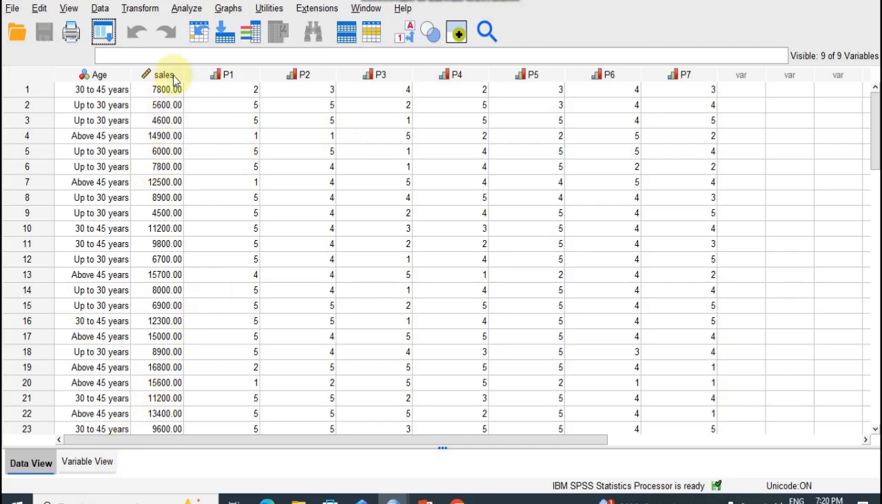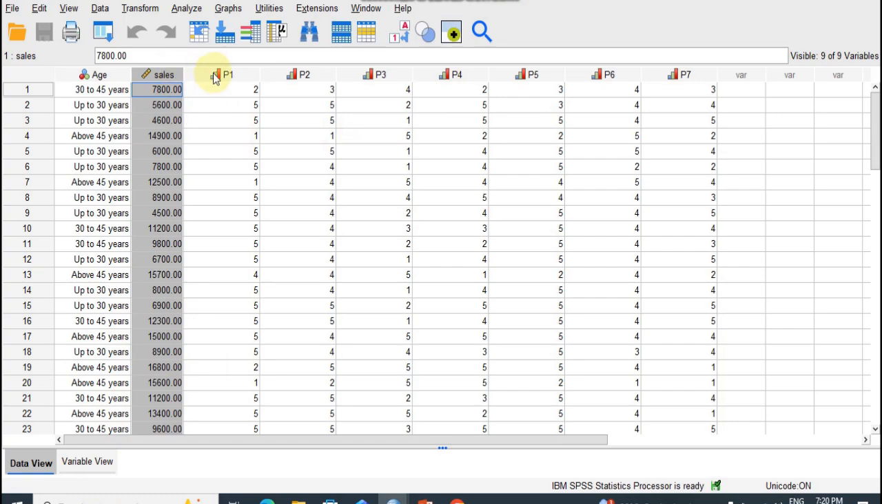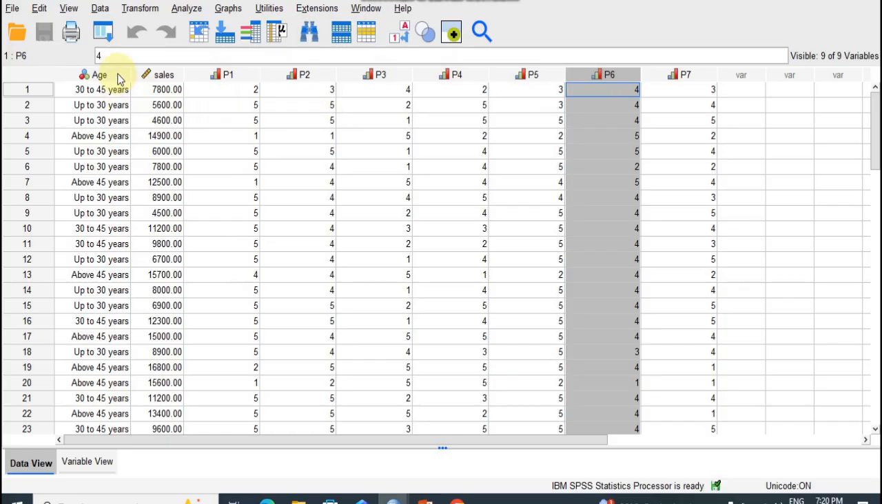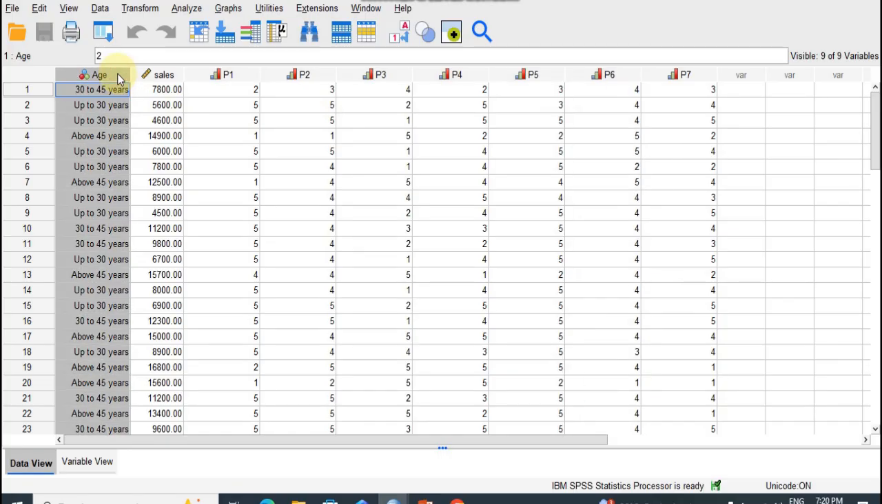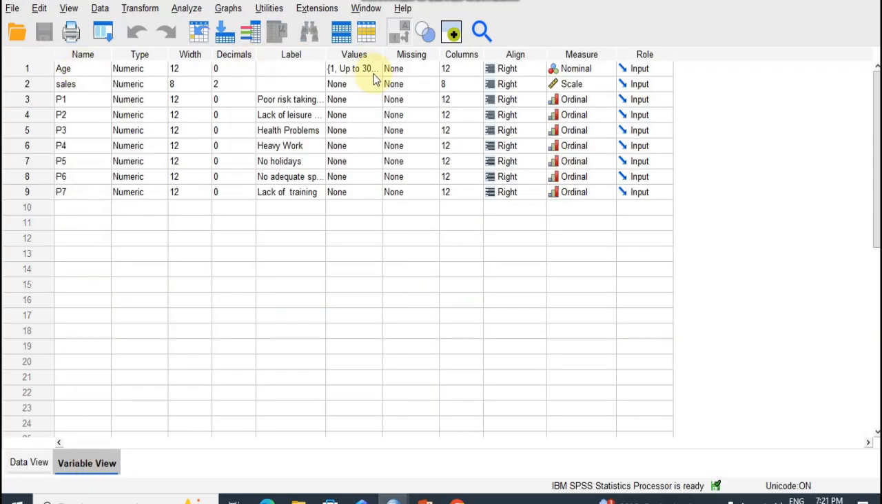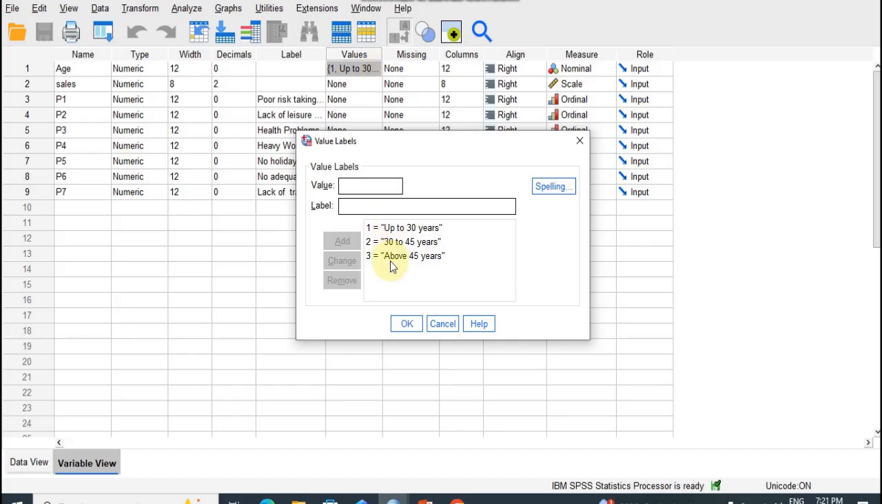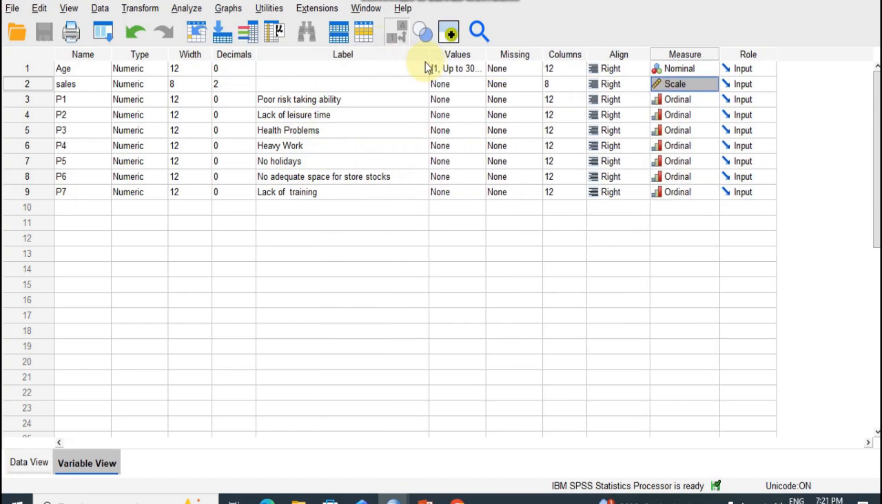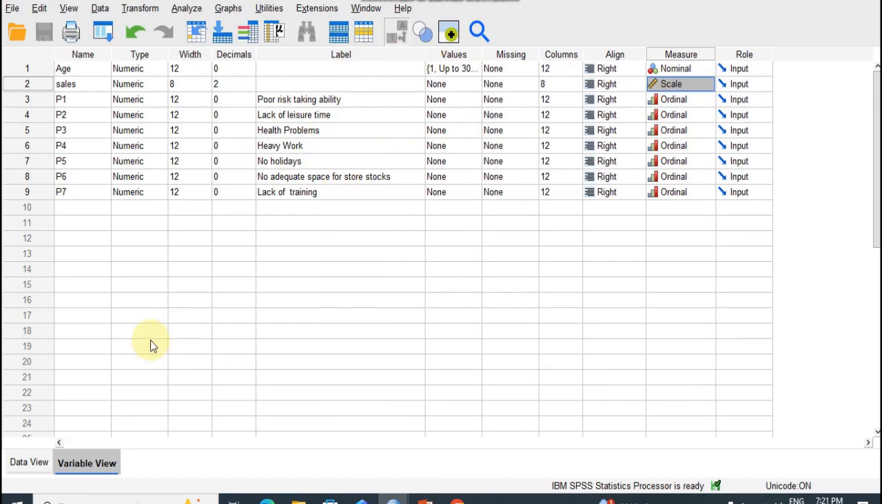This is the SPSS file. Here I have used one scale data and 7 Likert scale data, that is ordinal data. This is my independent variable, age. Let us see these variables in variable view. So age is grouped into three categories and it is measured in nominal scale. Sales per day is measured in scale and the remaining, problem 1 to problem 7, are measured in ordinal scale. So he has specified the problems in the label column.